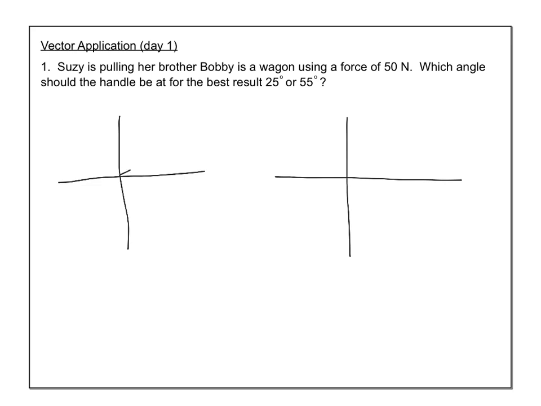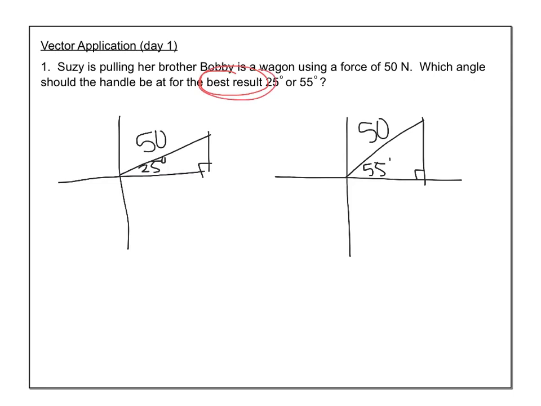One of them is at 25 degrees, and the magnitude is 50, which goes on the hypotenuse. And then the other one is at 55 degrees, and the magnitude is 50, which also goes on the hypotenuse. Now, this one doesn't directly tell us what we're looking for, but they want to know the best result. So think about, if you're pulling somebody in a wagon, what part of the triangle we really need to know to have the best result.